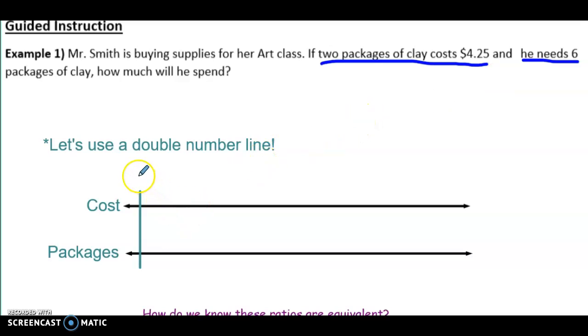So we know that a double number line always starts with zeros. And then somewhere out here, we're going to put our 2 packages of clay cost $4.25. And actually, I can see that if the number is 2, I'm probably not going to be that far along in the number line, right? I might be like right here, because 1 would probably be like right here, 2 packages cost $4.25.